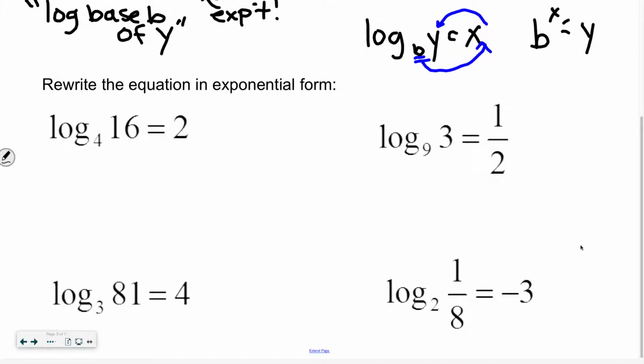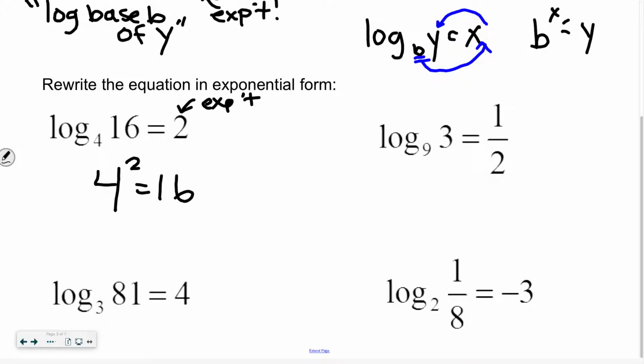It doesn't mean anything to you unless you take the time to know what a log actually means, right? The answer to a log is an exponent. So when I say log base 4 of 16 equals, this number right here is my exponent. The answer to a log is an exponent. What's the base of my exponent? 4. That's the base of my log. It's the base of my exponent. So this rewrites as 4 squared equals 16. True? Yes.